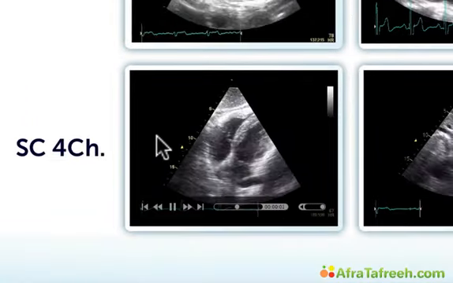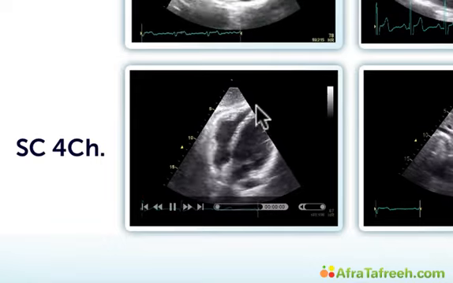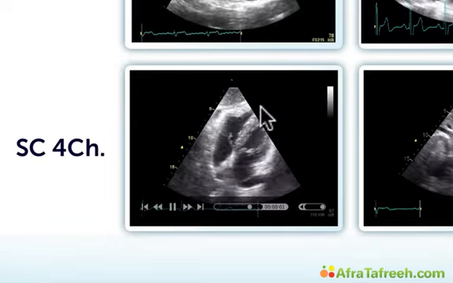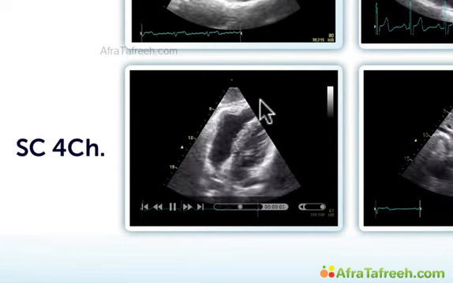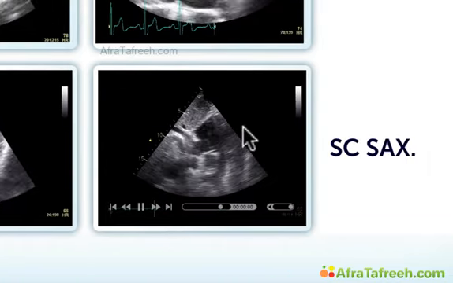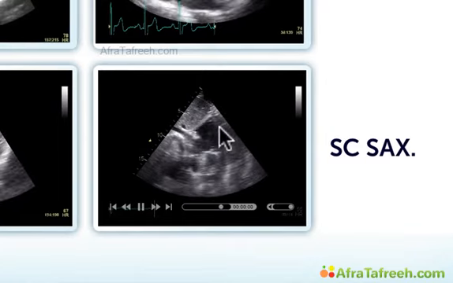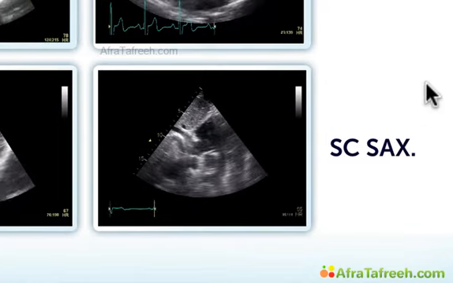The subcostal view of the right ventricle, a very important view. Very often you will get a very good image quality of the right ventricle here because you can get a good delineation of the free right ventricular wall. And the subcostal short axis view, where you can also see the right ventricular outflow tract.